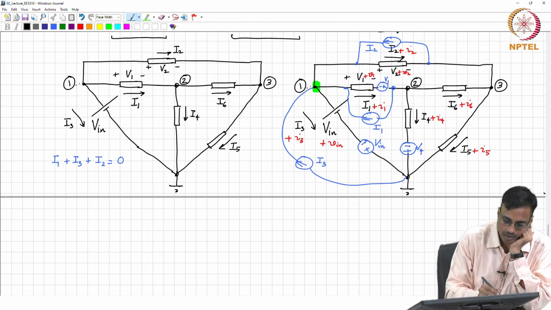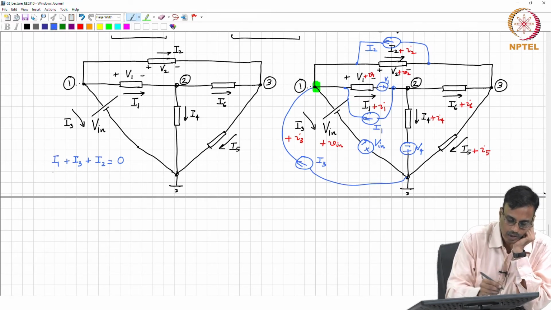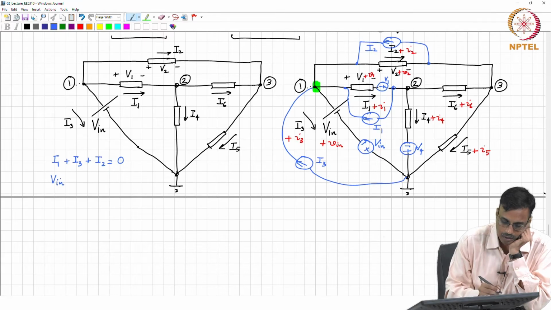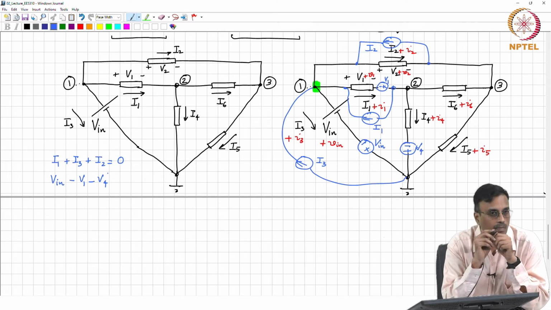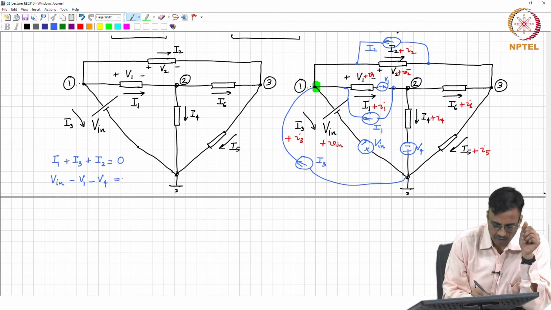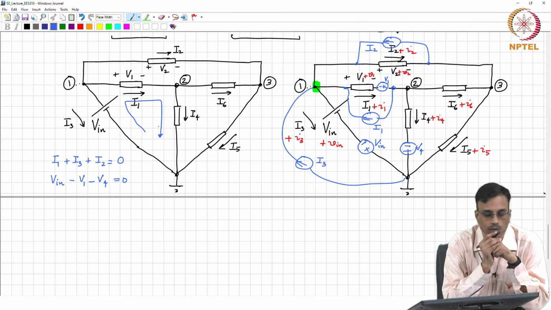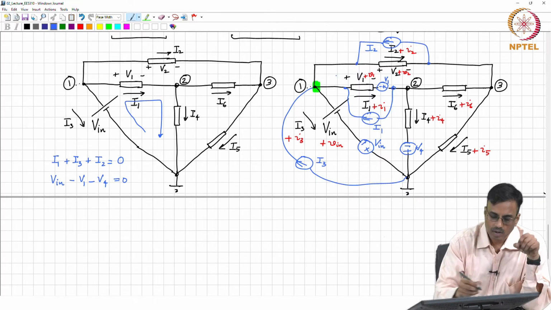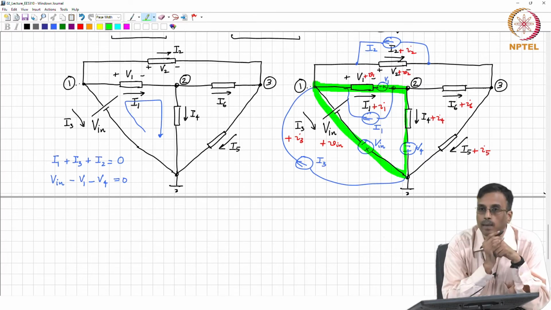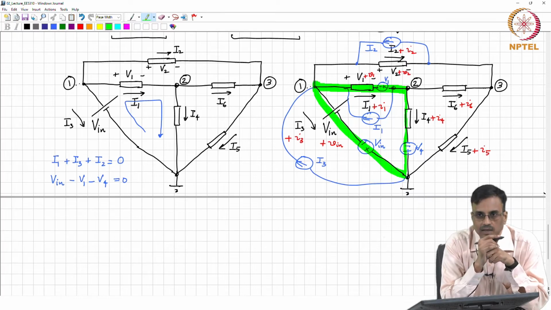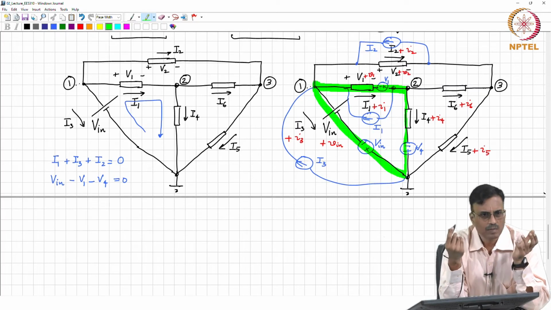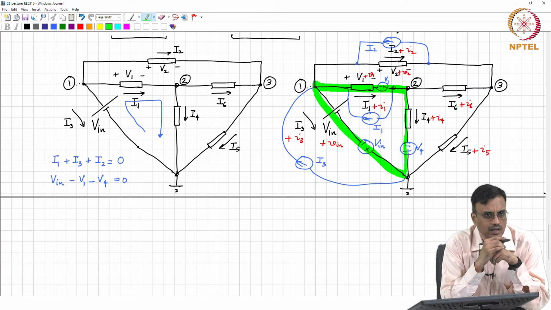By the way, looking at the original network, what comment can we make about V in minus V1 minus V4? It is 0 because that forms a KVL loop. Okay. So, what is the net voltage I have added in this KVL loop? The net voltage I have added is 0 and therefore, there must be no change in the loop currents, correct.